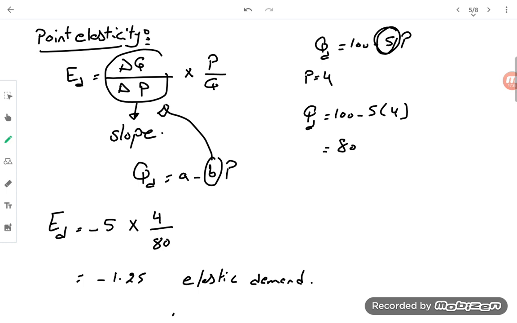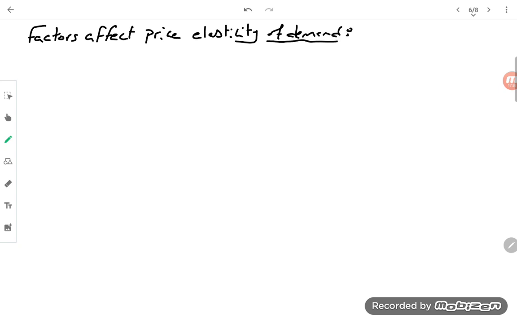What are the factors that affect the elasticity? Number one, ease of substitutes. As long as you can find a substitute for the product, the elasticity of this product is going to increase, as you can shift your demand from this product to any other product, in other words, shift the demand to the substitute.